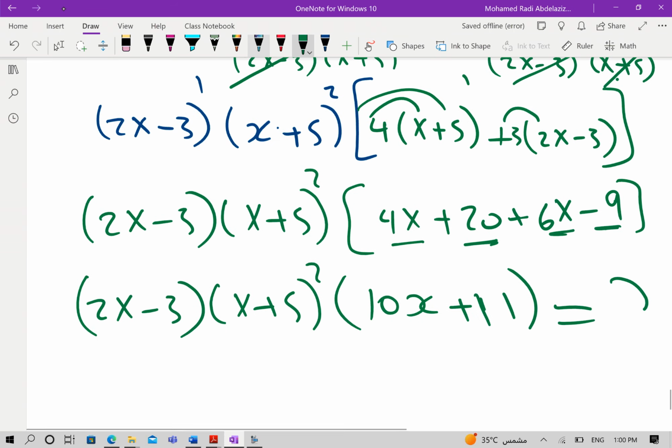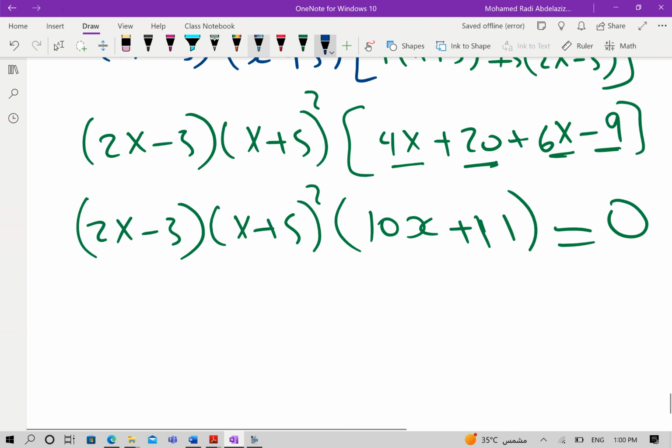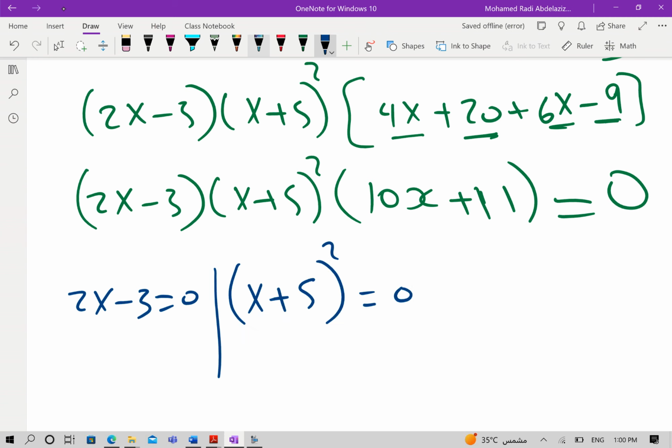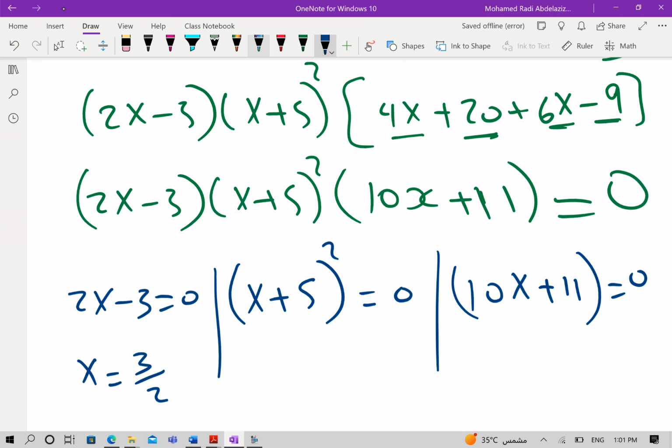Now, it's given the gradient is 0, so equal to 0. We have three factors. 2x minus 3 is equal to 0. (x plus 5) all squared equals 0. 10x plus 11 equals 0. Solve each. The first one is 3 over 2. The second one is negative 5. The third one is x equal to negative 11 divided by 10.